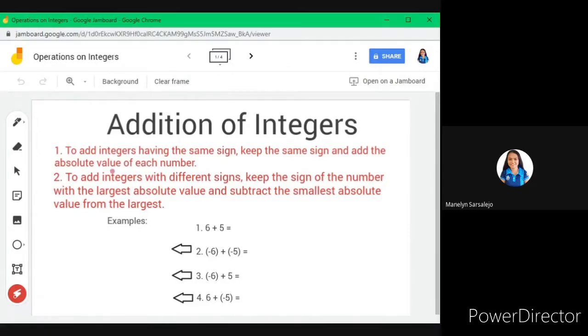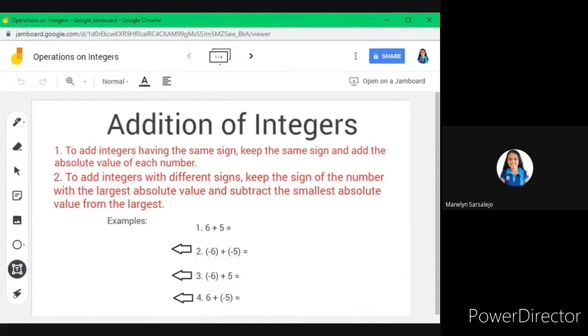Okay, for number 2, to add integers with different signs, keep the sign of the number with the largest absolute value and subtract the smallest absolute value from the largest. Okay, klaro? So, kailangan gyapon nato kuhaon ang absolute value sa kada number. And then, i-minus ang gamay gikan sa dako nga absolute value. Okay. So, let's have here our examples.